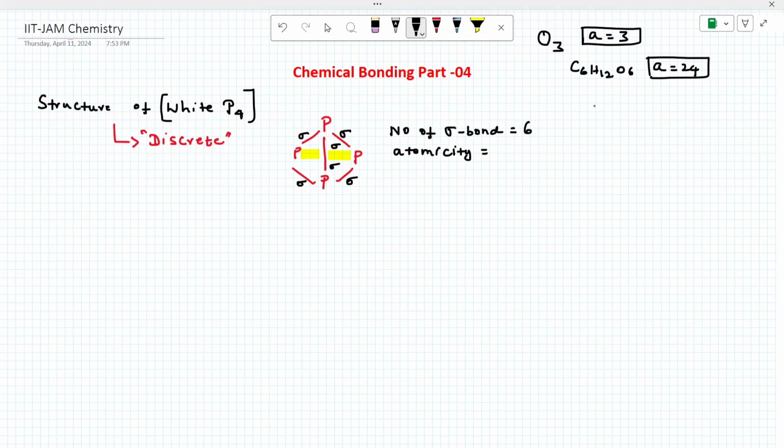The number of sigma bonds is 6. For the atomicity, how many phosphorus atoms? 1, 2, 3, 4 phosphorus. This is important, very important, please note.